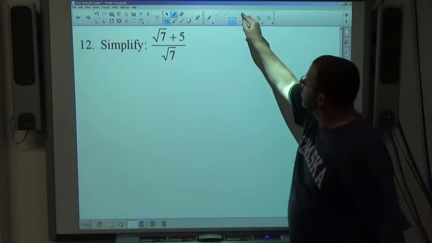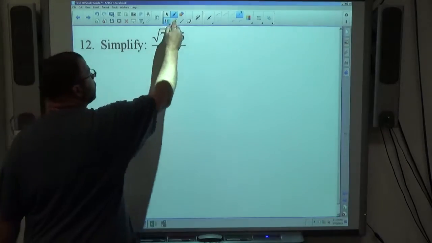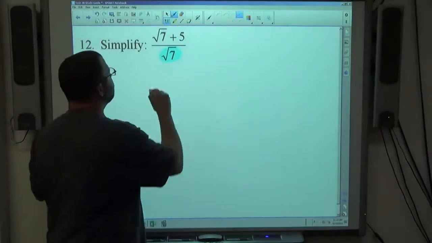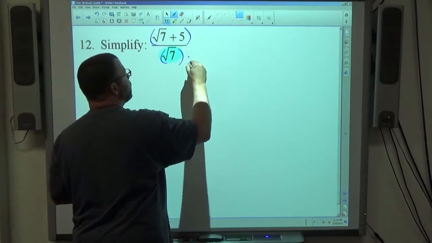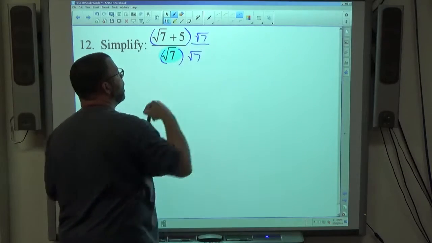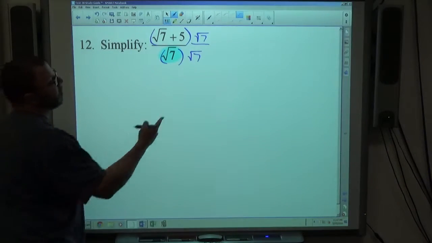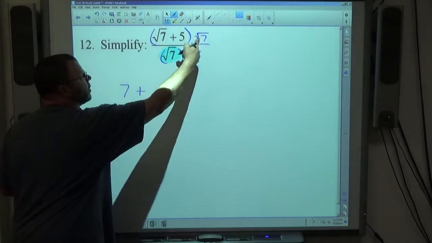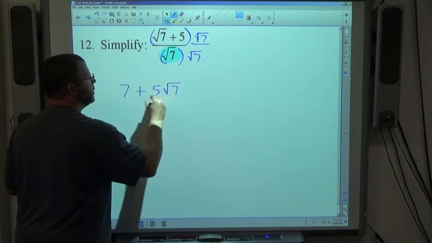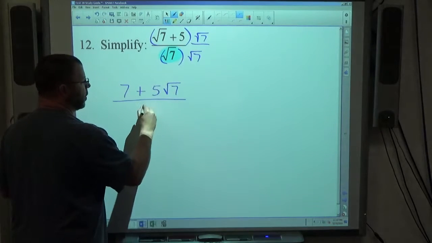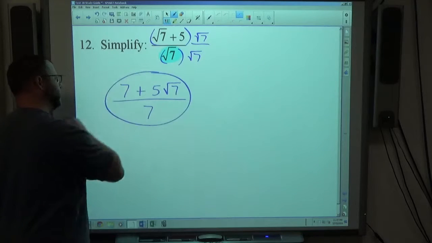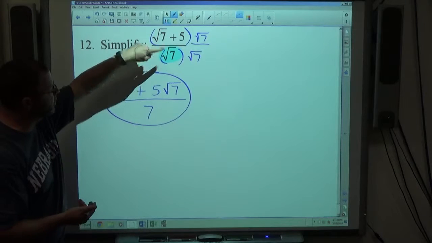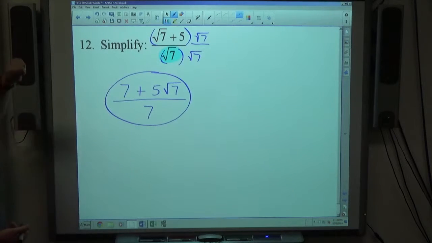Number 12, simplify. The problem with this, of course, is that we have a square root in the denominator. We don't like that. So I'm going to multiply both the top and the bottom by the square root of 7. On the top is the distributive property situation. Square root of 7 times the square root of 7 makes 7. Square root of 7 times 5 makes 5 times the square root of 7. On the bottom, the square root of 7 times the square root of 7 makes 7. The end. So it'll be pretty much like that. Multiplication by that fixes it. Just make sure you multiply everything properly.